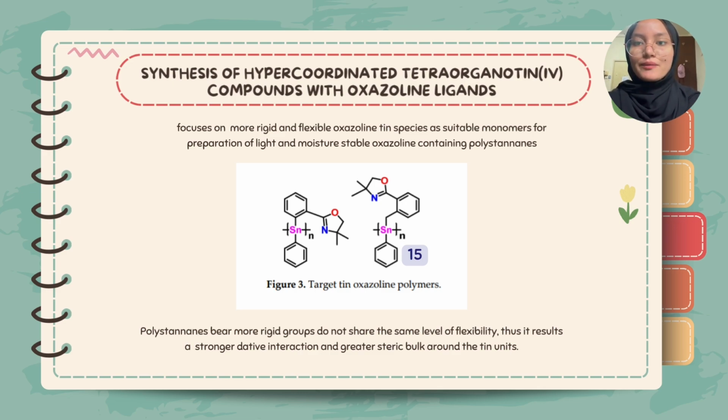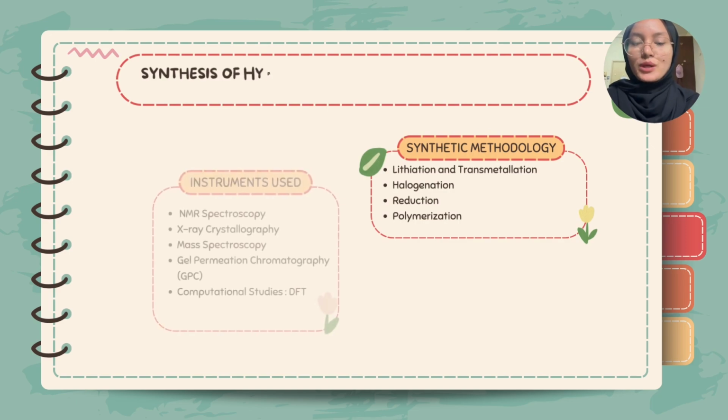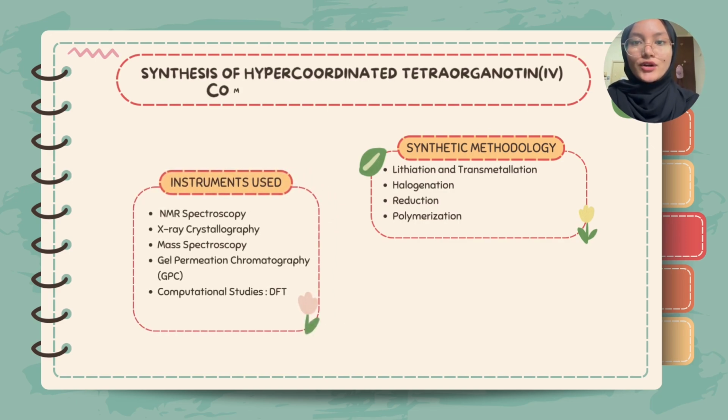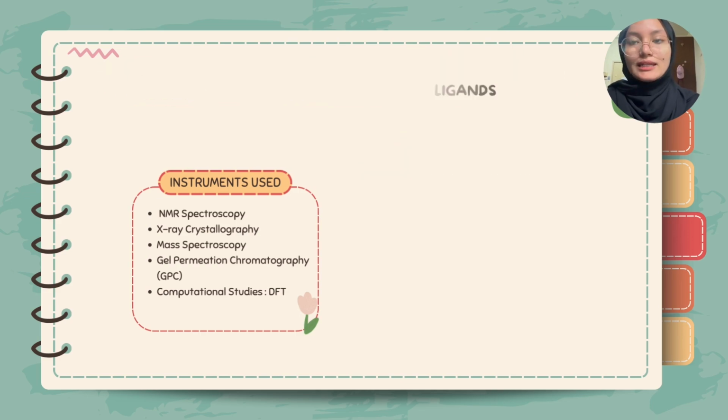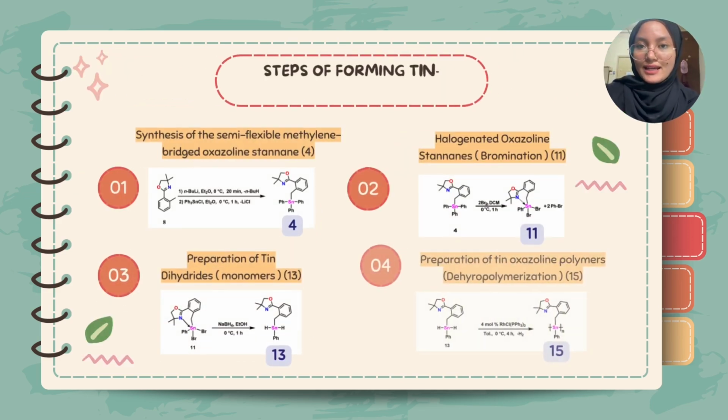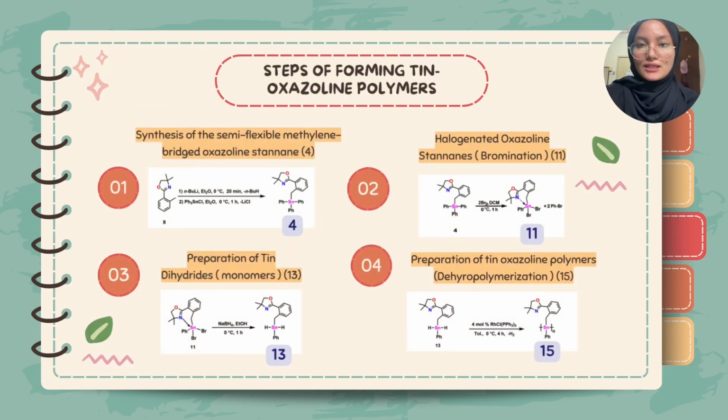These polystannanes can bear more rigid groups and do not share the same level of flexibility. Next, we will discuss briefly the synthesis of hypercoordinated tetraorganotin(IV) compounds with oxazoline ligands. The synthetic methodology involved lithiation and transmetallation, halogenation, reduction, and polymerization. In this experiment, we also use instruments like NMR spectroscopy, X-ray crystallography, mass spectroscopy, gel permeation chromatography (GPC), and DFT.